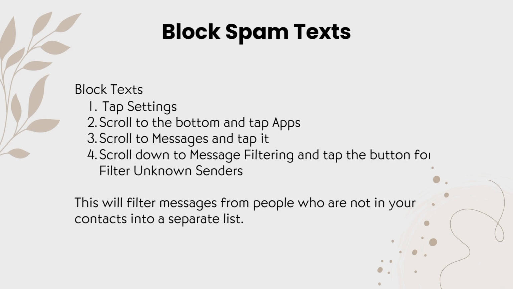So let's review those steps again. Tap Settings, scroll to the bottom and tap Apps, then scroll to Messages, and then scroll down to where it says Filter Unknown Senders. Tap that to turn it on. Filtering unknown senders protects you from fraudulent and unwanted messages. As I mentioned, if this doesn't work for you, you can always turn it off.